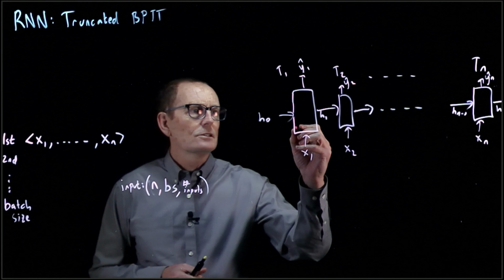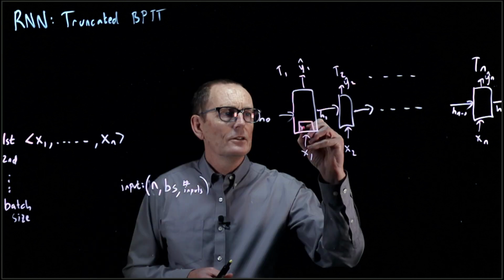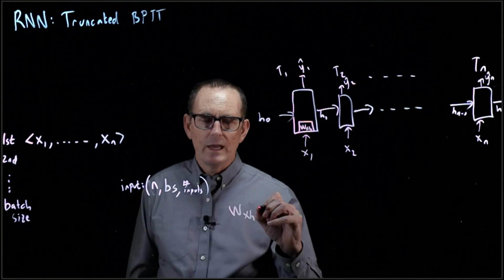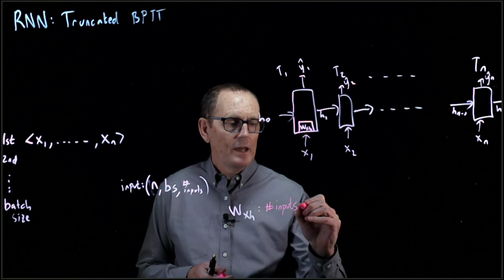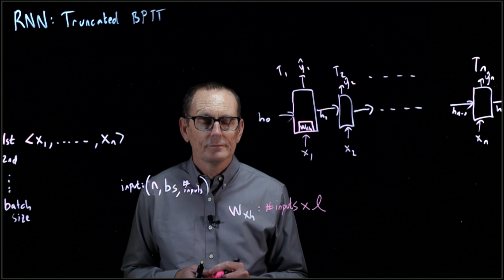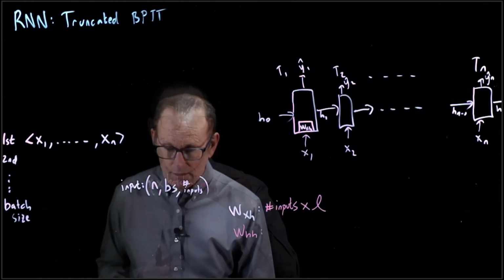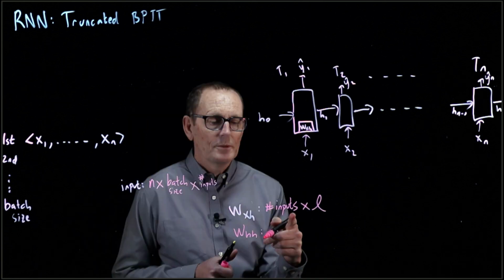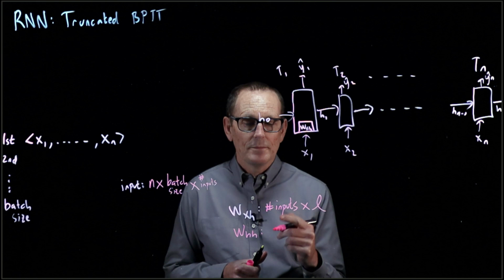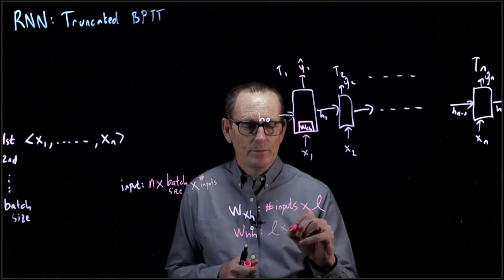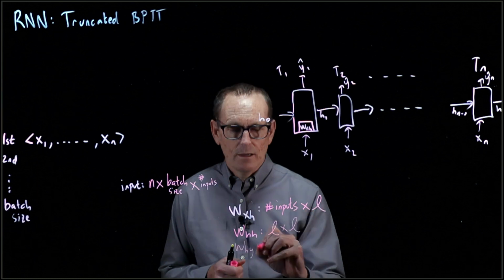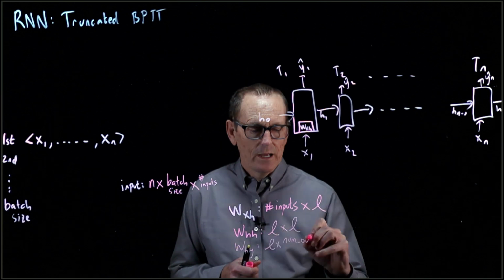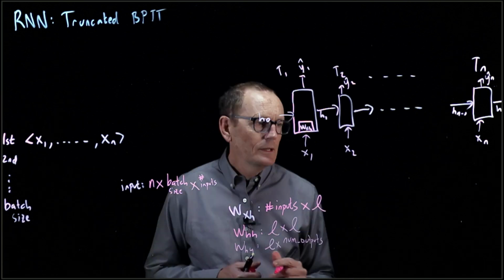Let's look at WXH. So WXH is of what form? We know it's going to be the number of inputs as the first dimension, and then the second dimension is going to be, let's just call it L. So WXH is going to be number of inputs times L. WHH must be something of the form L by L, and WHY is going to be L by number of outputs. Let's just see if this makes sense.